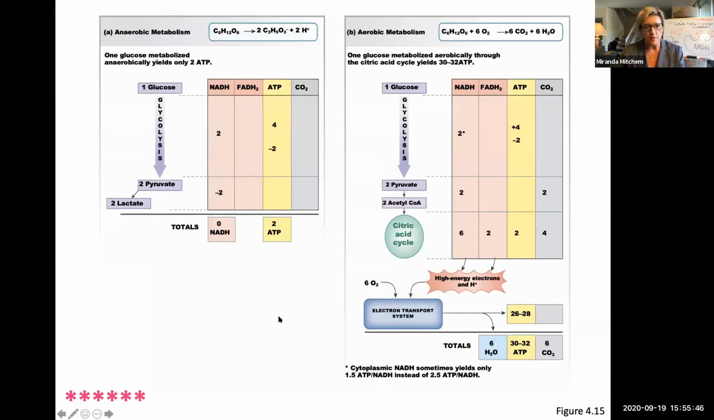This is the figure from your textbook, so I included it, just because it's what you have in your book. But this material is summarized in the table that I have a few slides back. But you can see that by far the majority of our energy comes from the electron transport system.